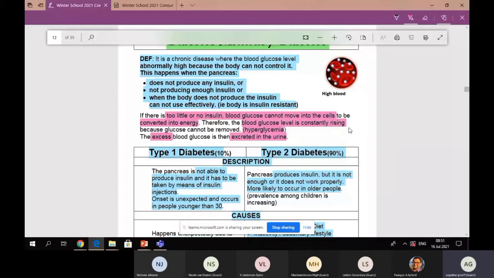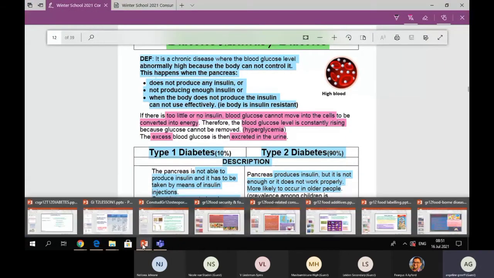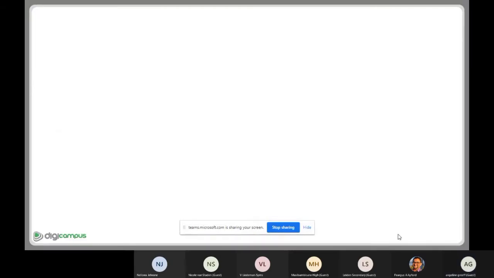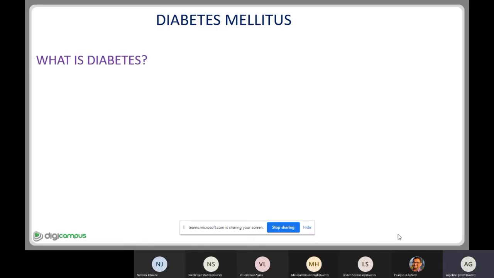And for this, I just want to open up here. Diabetes mellitus, this is the scientific name.